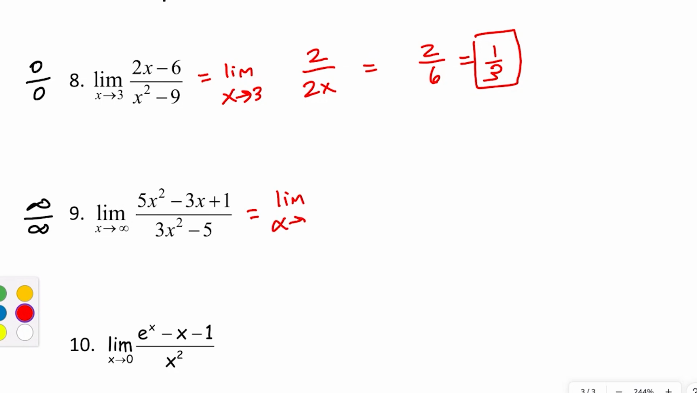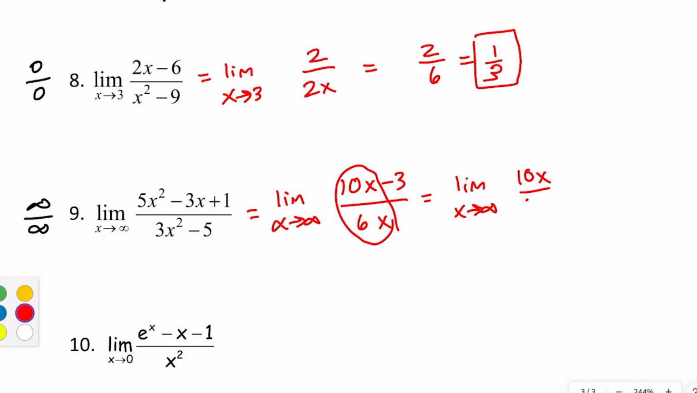Okay, so the limit as x approaches infinity of 10x minus 3 over 6x. We're still kind of stuck in the same spot, right? This is going to equal the limit as x approaches infinity of 10x over 6x, which would be 10 over 6, which is 5/3. But on a problem like this, it's still helpful to know what's going on with the horizontal asymptote, because we could have just got that straight from the beginning. So find the ratio of those leading coefficients.